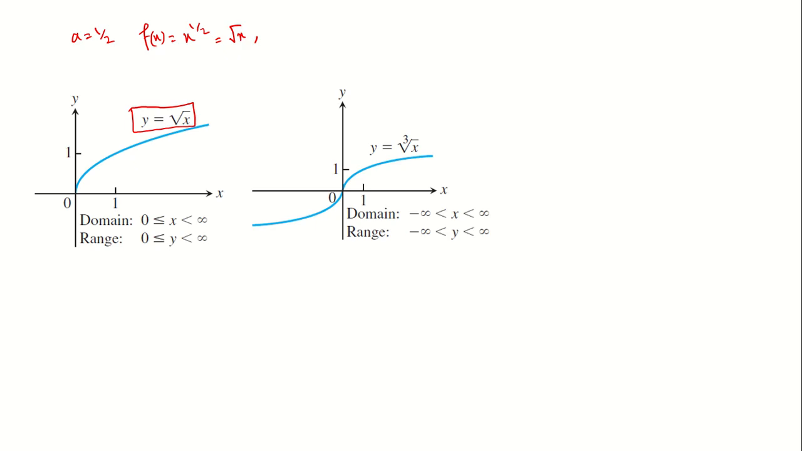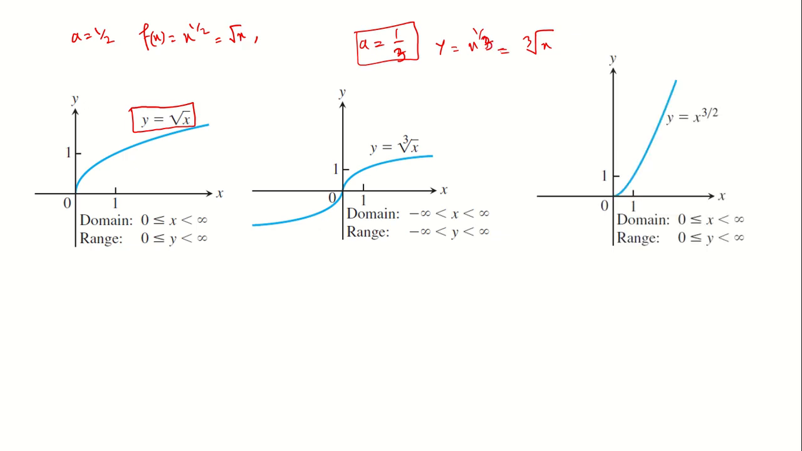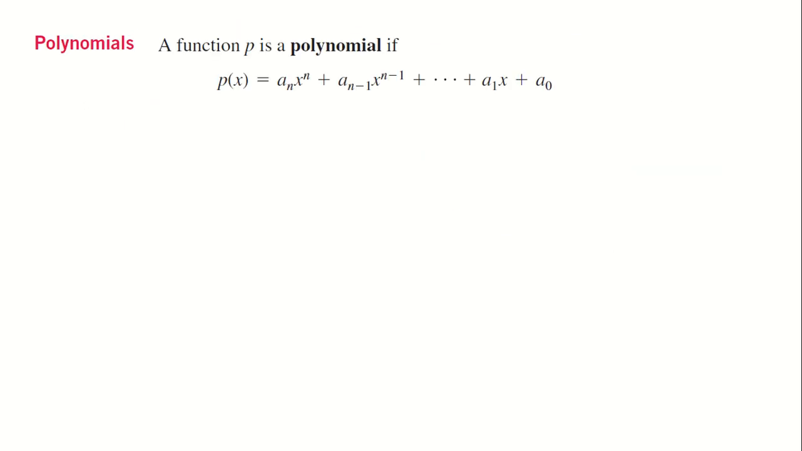You can check this one also. Here the value of a is 1 by 3. So y equals x to the power 1 by 3. That means cubic root of x. And here 3 by 2. Okay, now let's go for polynomials.